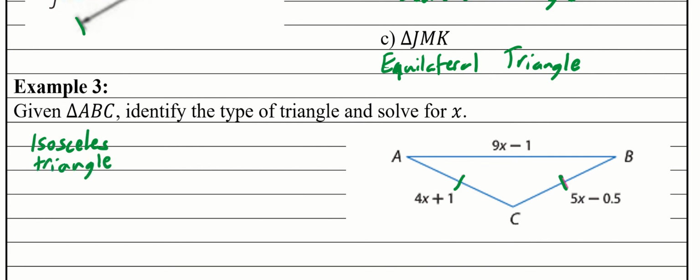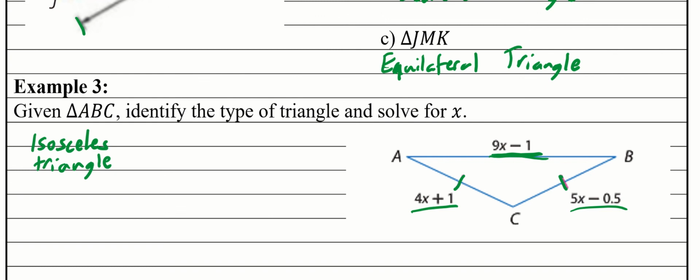And then second question is, it's wanting me to solve for x. So I have three different choices here of things that I could use. I have 4x plus 1, 5x minus 0.5, and 9x minus 1. Okay, and I could try to figure out some way to add these all up or use all of these, but we actually don't need to use all three of them.